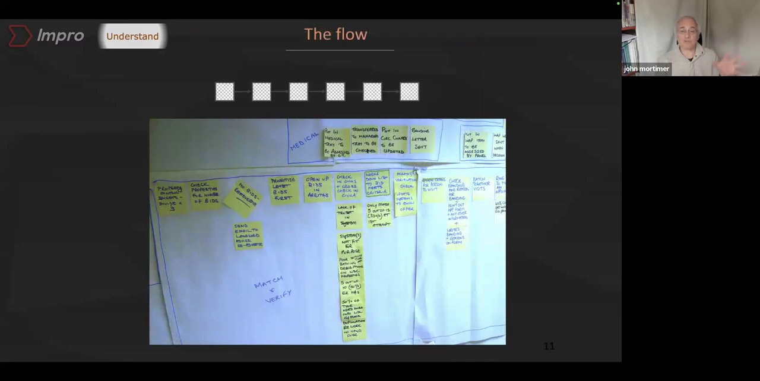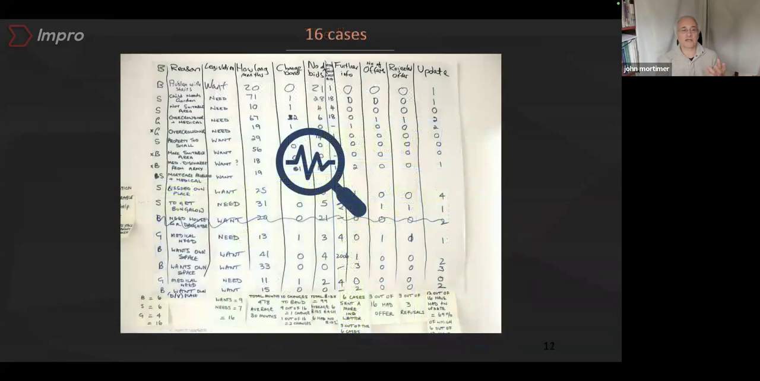Don't forget, have the model for understand in your head. And one of the elements is flow. So this is a snapshot of what we did. What we do is every single member of the team participates in looking at the actual activities that the organization has, that we go through from end to end, not the process. It's the actual activities, the communication, the forms, the information, very different to a process chart. And we took a series of cases. In this case, we looked at 16 cases in detail.